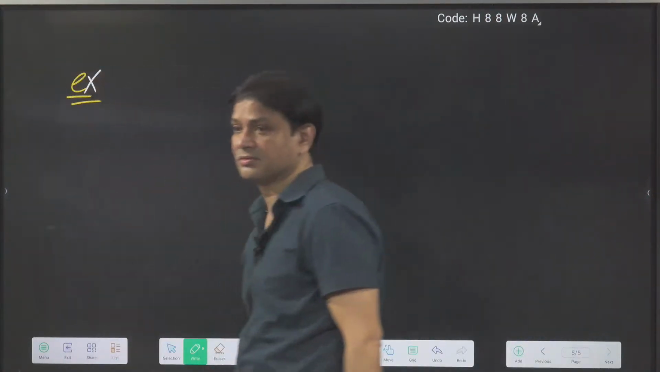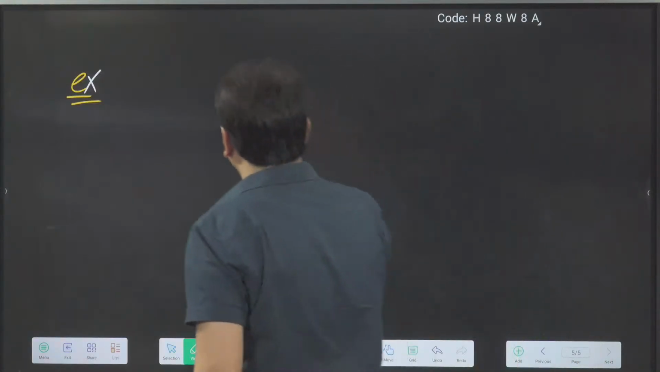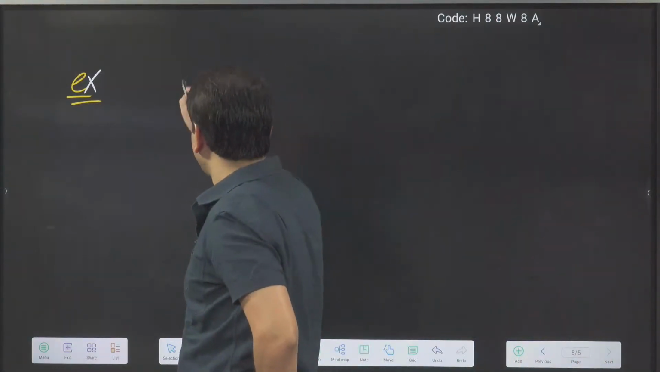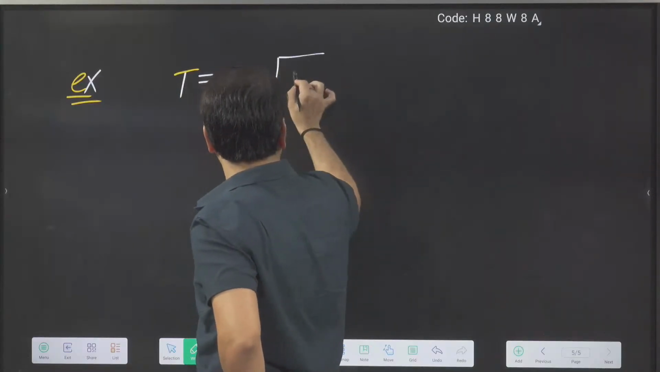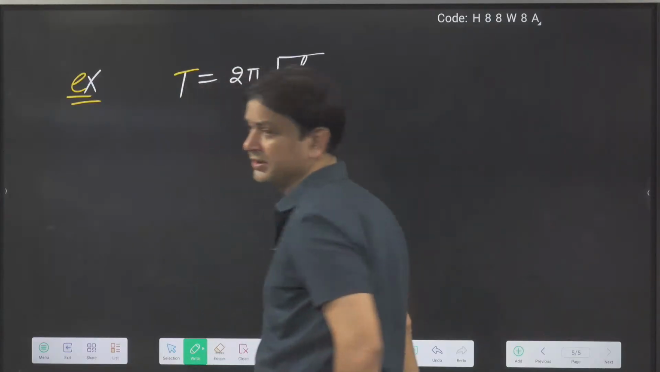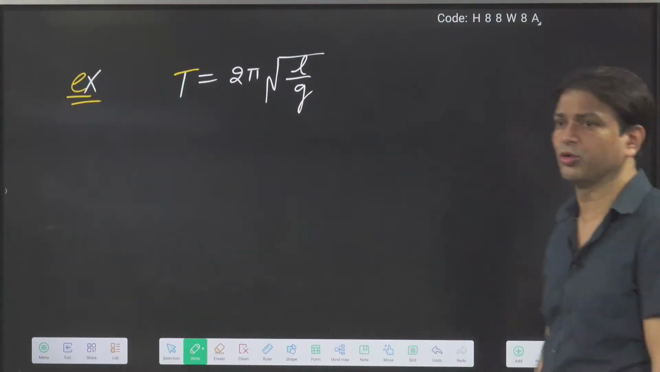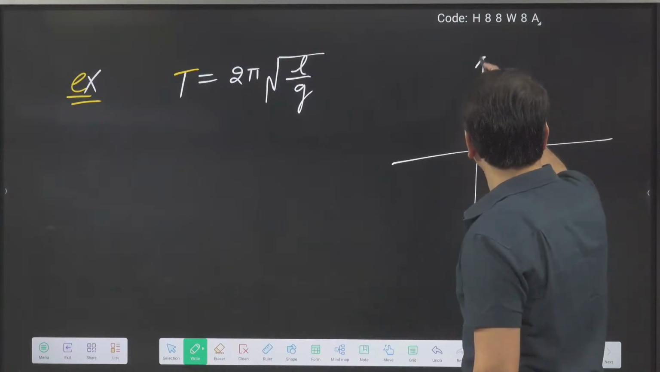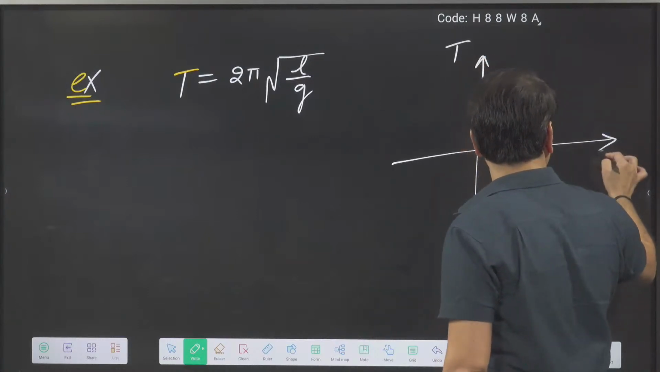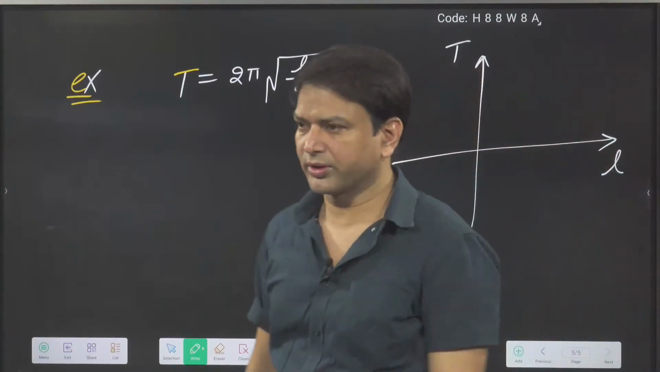Okay. One more formula that you have learned. Time period of simple pendulum T is equal to 2 pi under root of L by G. This formula we have learned. I need the time period and the L graph. How the time period depends upon the length of the pendulum. So the formula is this.